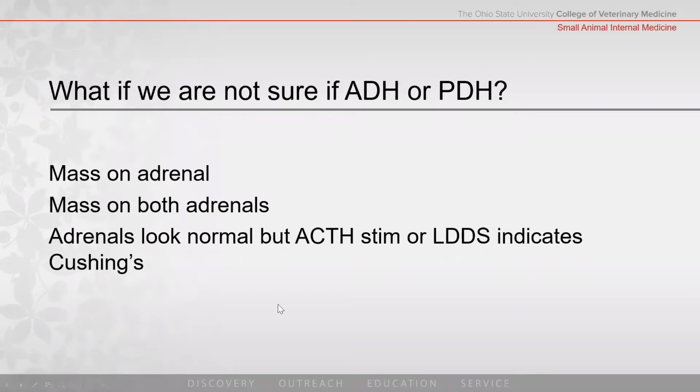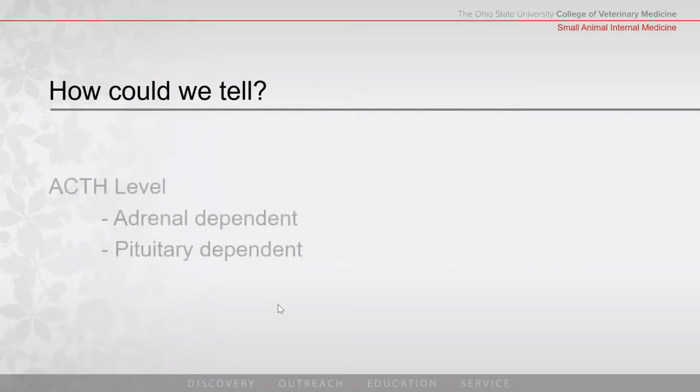Next slide. Skip to the one that says ACTH level. So if we're unsure or we're not that great at finding and measuring the adrenal glands, which I personally, as an internist, am not, how can we tell? Well, we can look again, as I mentioned, at the ACTH level. We can determine whether it's coming from the adrenal glands or the pituitary, because the pituitary gland produces a lot of ACTH. In adrenal-dependent Cushing's disease, the ACTH level should be low.